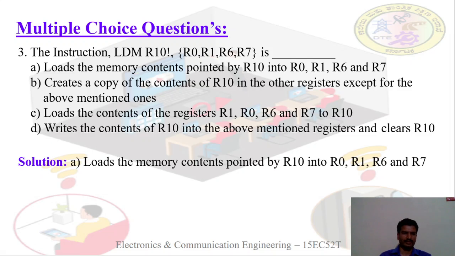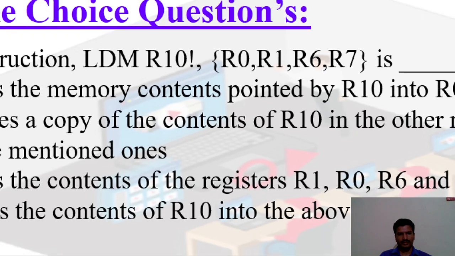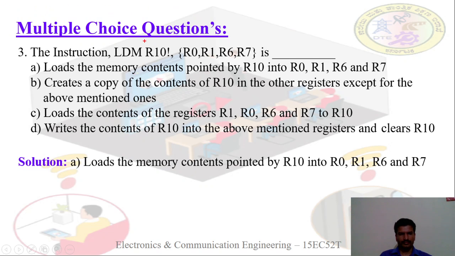The answer is A. Load means memory to register. The memory's address is pointed to by the R10 register, so R10 is the base register. It loads the memory content pointed to by R10 into the R0, R1, R6 and R7 registers. So it is memory to register, and that address is held by R10. So A is the right answer.